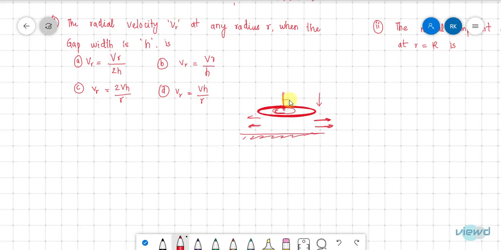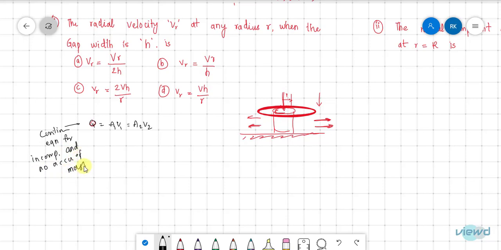At any particular radius, the flow rate, or discharge, is equal to area into velocity. A1 V1 is equal to A2 V2. So this is what the continuity equation is. Continuity equation for incompressible flow and no accumulation of mass. If there is no accumulation of mass, then this equation should be used as the continuity equation.